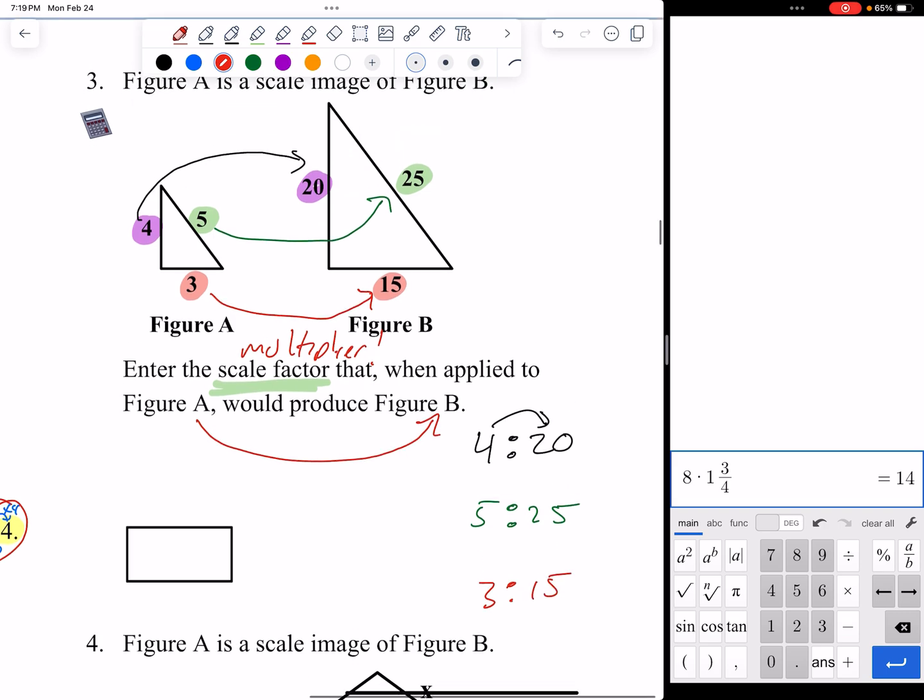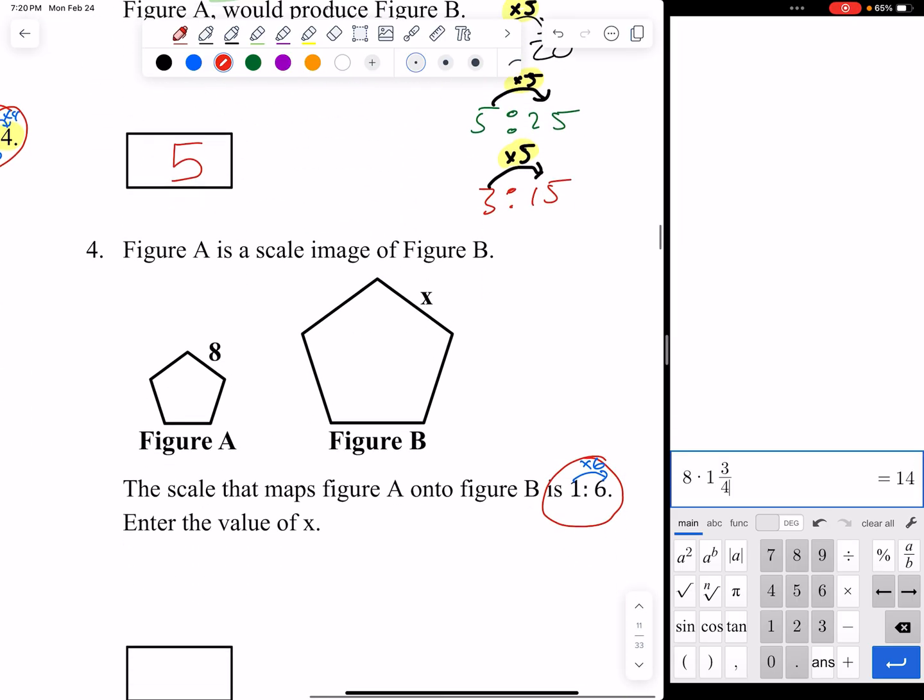So because these two figures are a scale image of each other, they're similar. Okay, more vocab for you. That means I have to multiply by the same number. So 4 times what is 20? 4 times 5. 5 times what is 25? 5 times 5. 3 times what is 15? 3 times 5. So what is, in the end, my scale factor? My scale factor is 5. I multiplied figure A to get to figure B times 5.